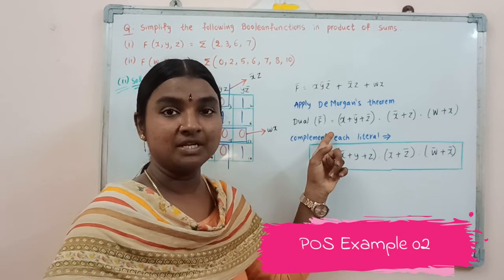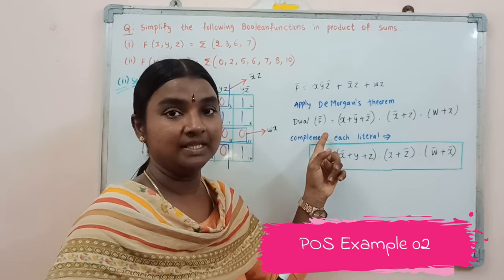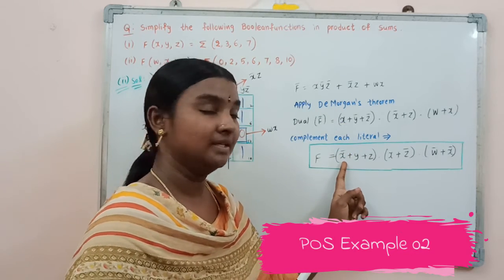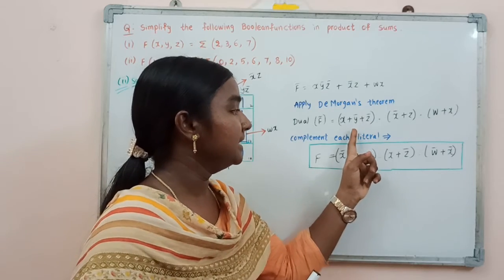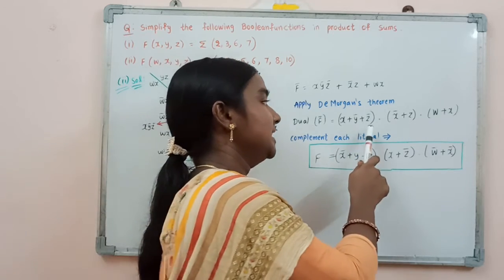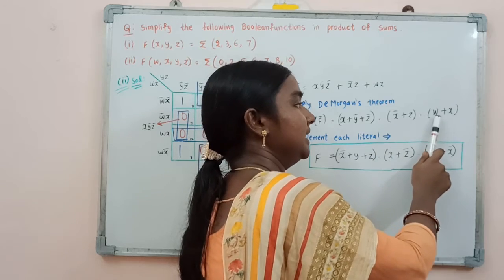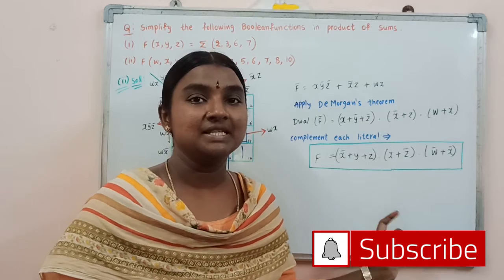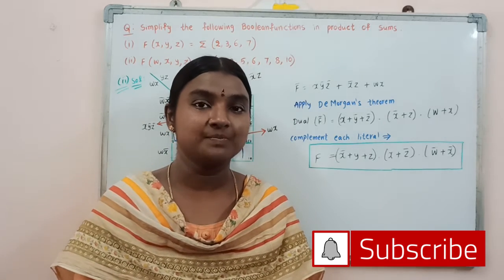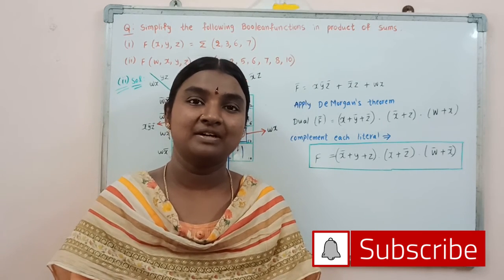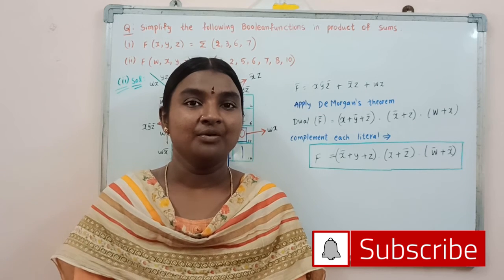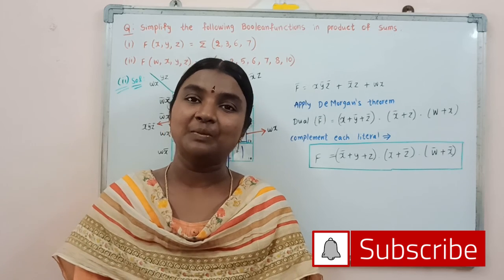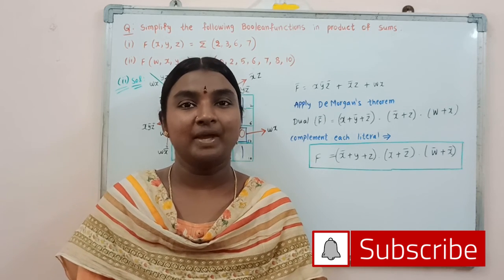Now for this function, we need to complement each literal. So we can observe that here x becomes x bar, here y bar becomes y, here z bar becomes z. Similarly, here w becomes w bar, here x becomes x bar. So this is the final product of sum expression for the second Boolean function. So by following this procedure, we are able to easily find the product of sum form of any Boolean function.